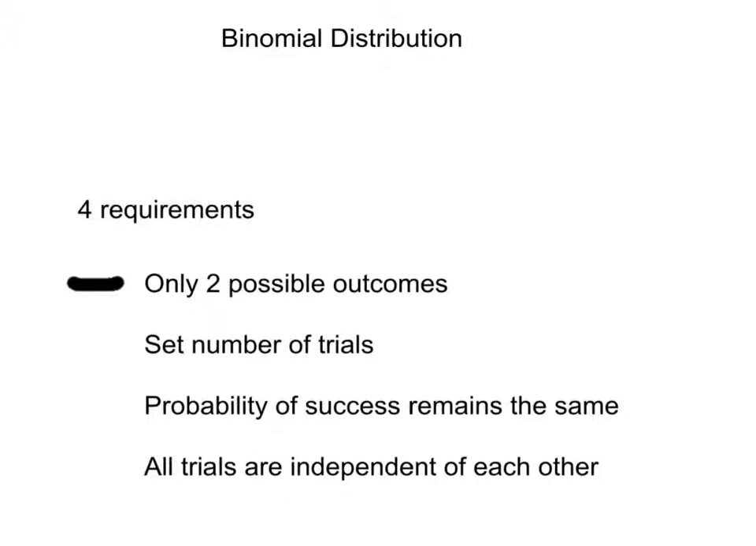When we start a distribution, we have a set number of trials. For example, I know that someone's going to take 15 free throws. I know I'm going to flip a coin 47 times. I have to establish right at the beginning how many trials I'm going to be looking at.